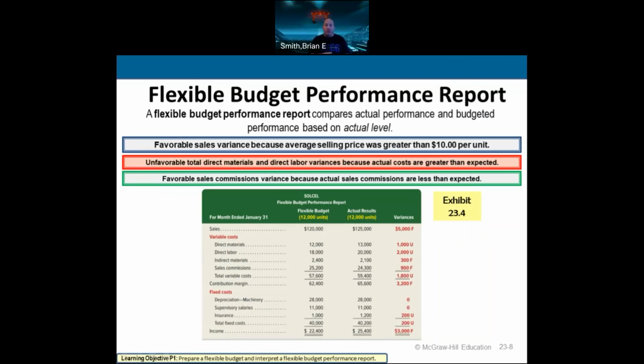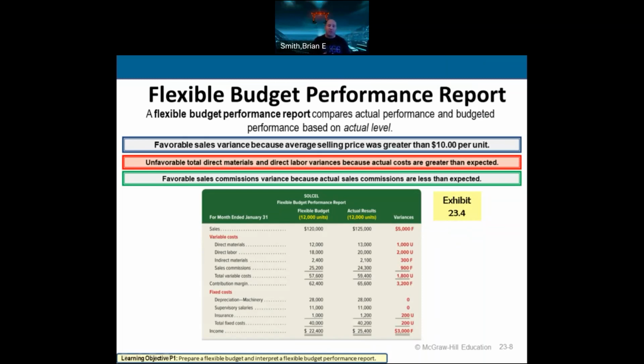Then we have our indirect materials. We're going to basically look at our indirect materials as part of our overhead, and then we're going to compare it to our actual results and see that in this case we're 300 favorable. As we look at all this, we're going to look at our total variable costs and see that while we're unfavorable, because our sales were higher, we're still on our contribution margin favorable overall.